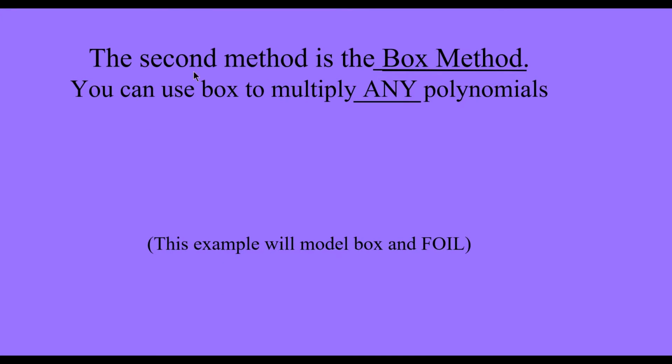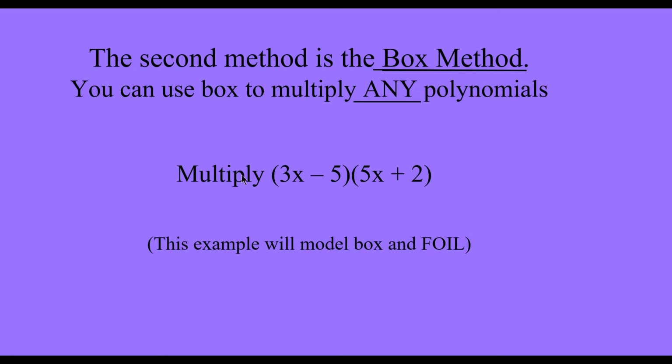The second method we're going to look at is the box method. You can use box method to multiply any polynomials. Remember I said before, FOIL only works for a 2 by 2. You can box a 2 by 3, a 2 by 12, a 7 by 5. Size does not matter, just the amount of time you're willing to dedicate doing it.